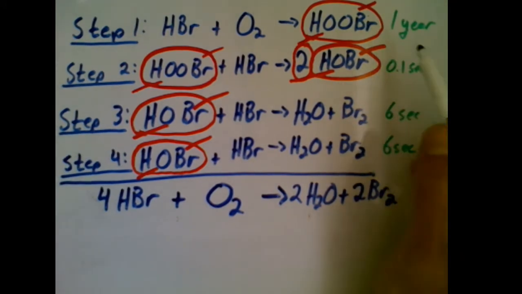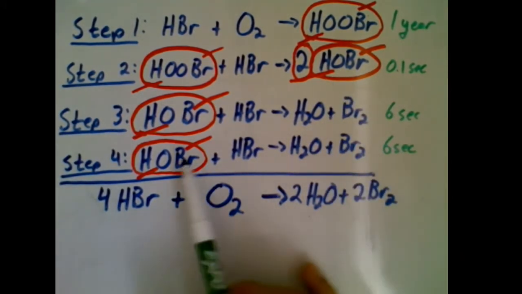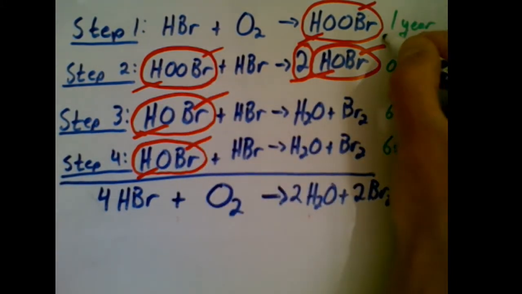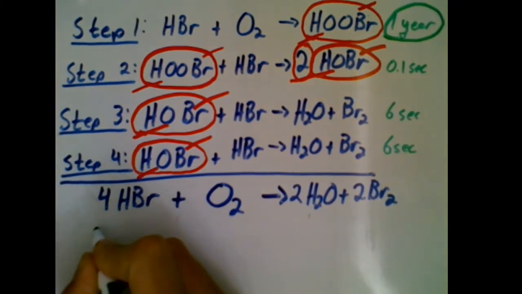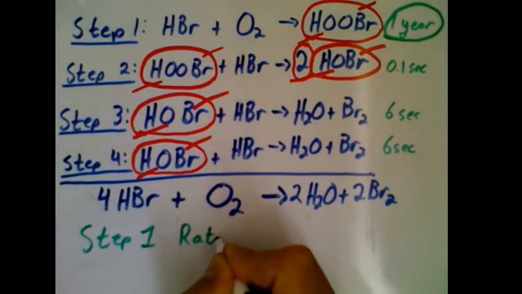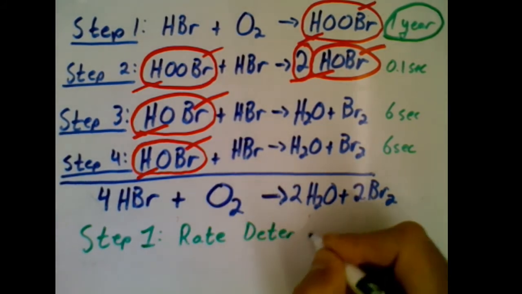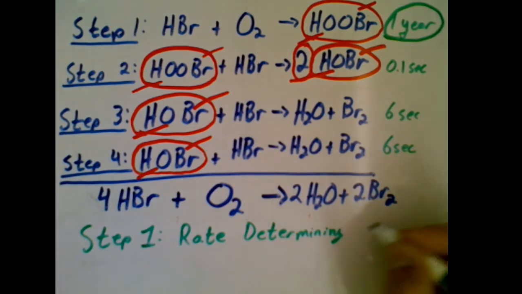The other thing you can see is that it doesn't matter what you do to try and speed up these 3 steps. What you really want to do is focus on this step. Step 1 is what we would call the rate determining step. It is the slowest step, and the slowest step always determines the speed of the reaction.